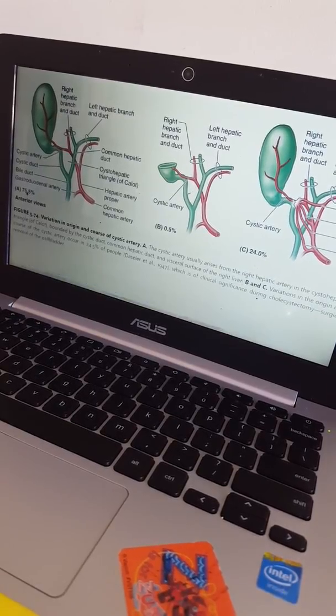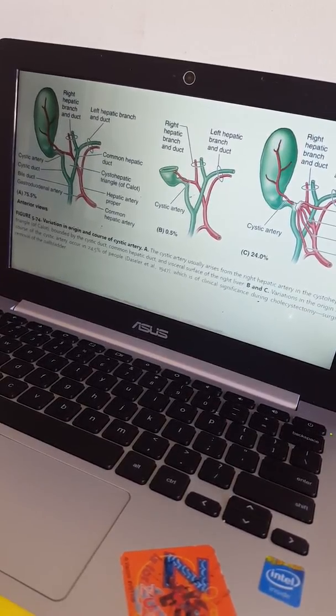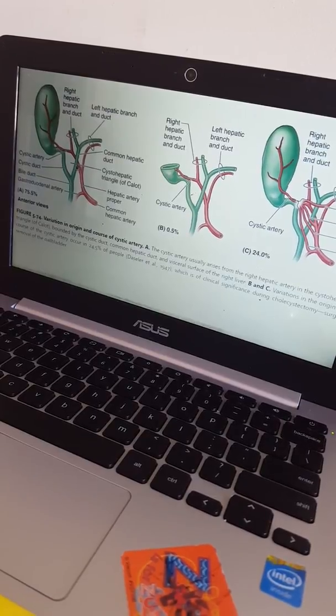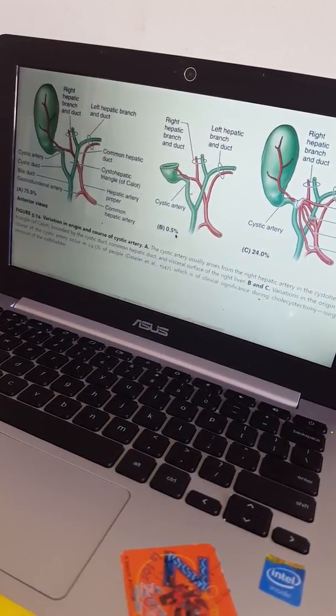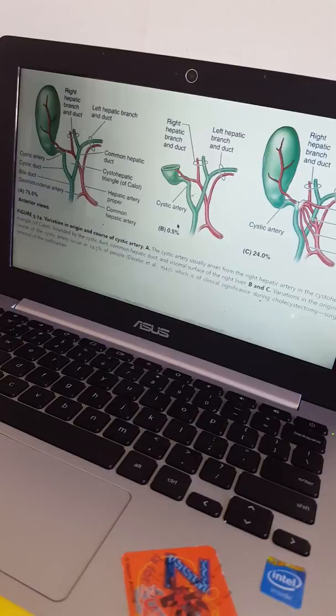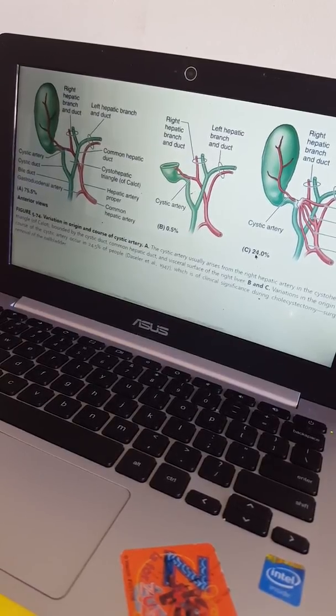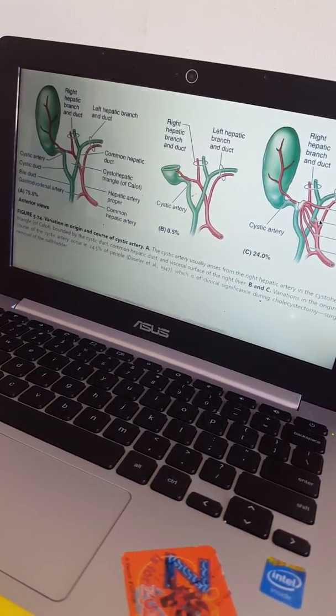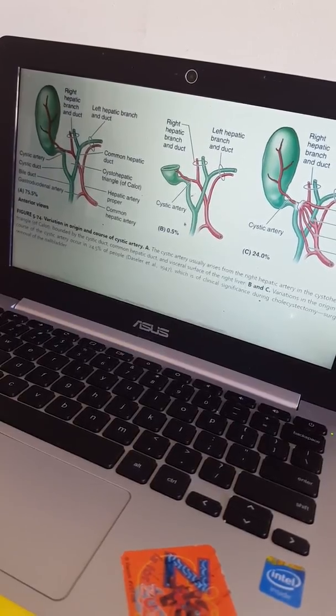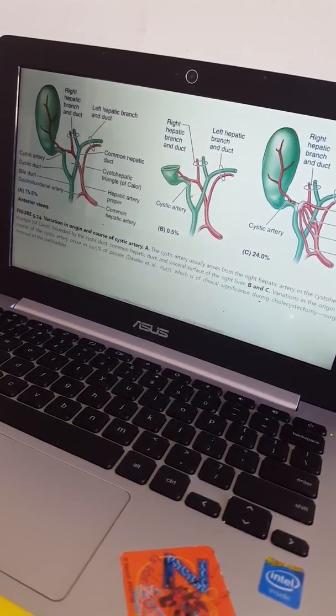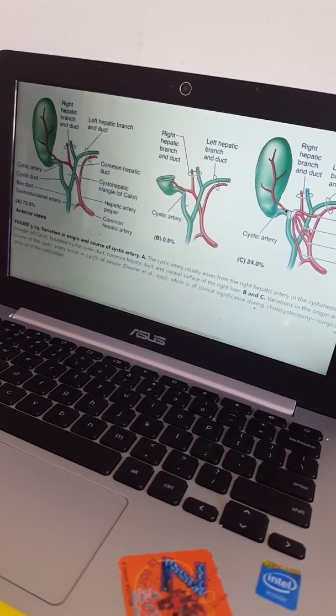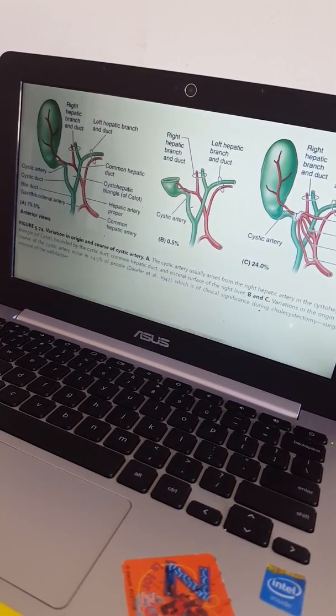So 75.5% have this variation, so you should know this one. 0.5% have this variety, and 24% have this variety. Not focusing on these much, but you have to know that these things exist, though we are mostly concerned about this one.